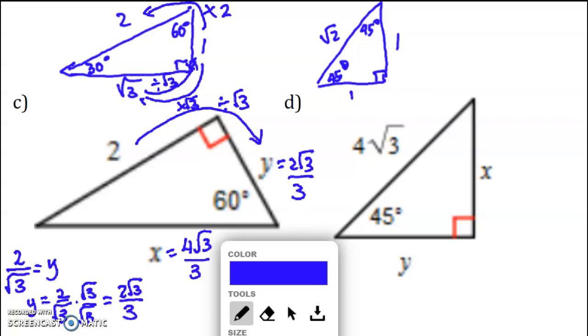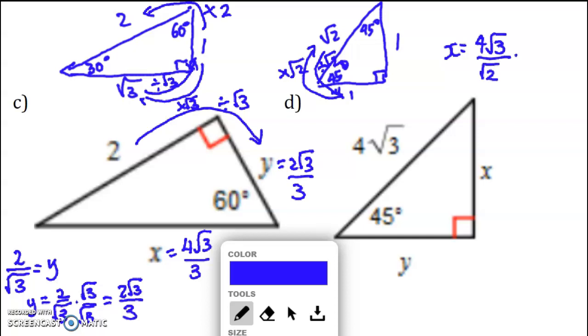Now let's do D. This time this is a 45, 45, 90-degree triangle. So again, to go from one of the legs to the hypotenuse, you multiply by root 2. That means to go backwards, we need to divide by root 2. So whatever the hypotenuse is, we need to divide by root 2 to get to the leg. So x is going to be the hypotenuse, which is 4 root 3 divided by root 2.